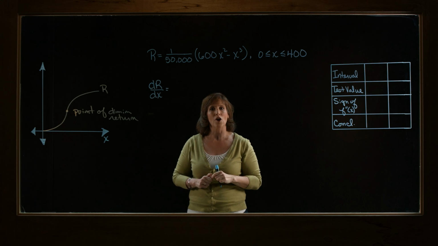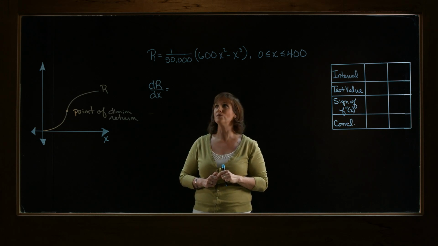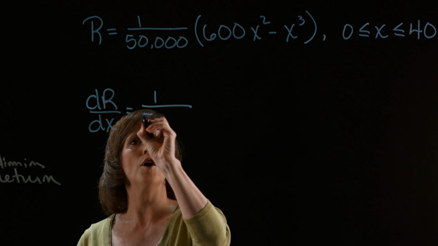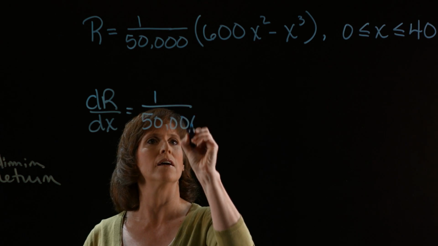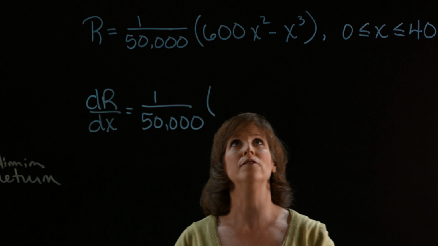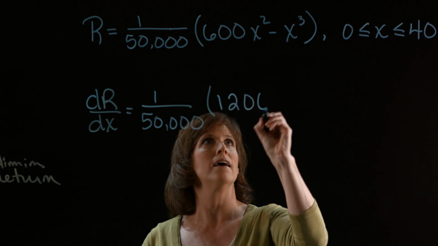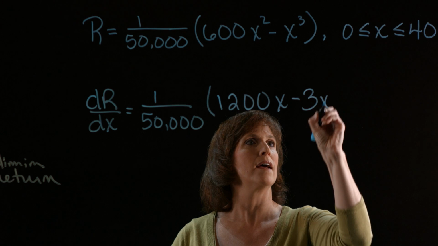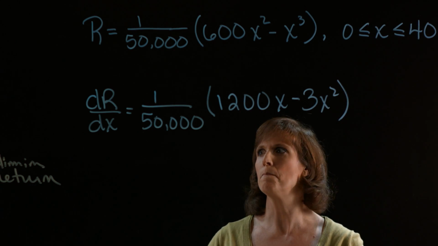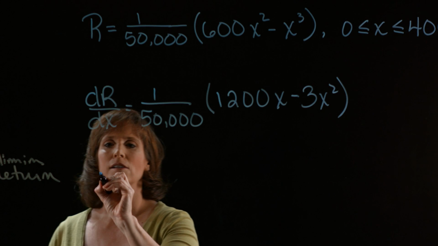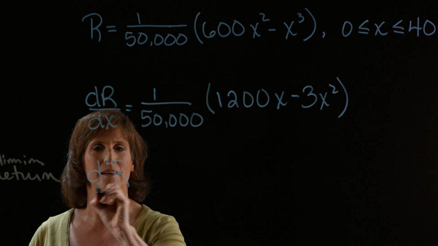Now this is a fairly large function. However, at its root, it is a constant multiple. So I'm just going to pull that 1 over 50,000 out and take the derivative of what's inside my parentheses. So that will be 1200x minus 3x squared. Okay. Well, that's great, but that's only the first derivative. I want the second. So I'll take the derivative again.